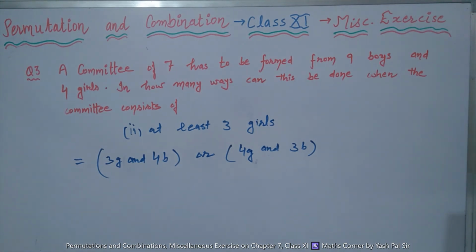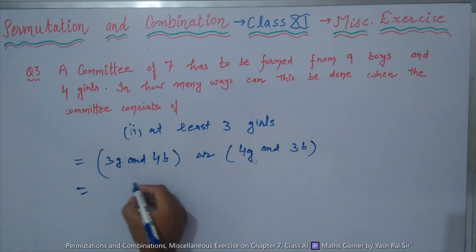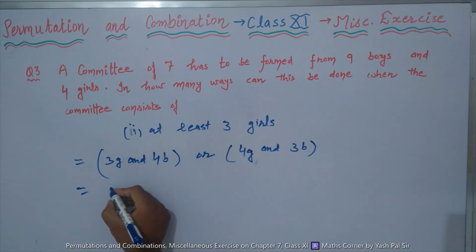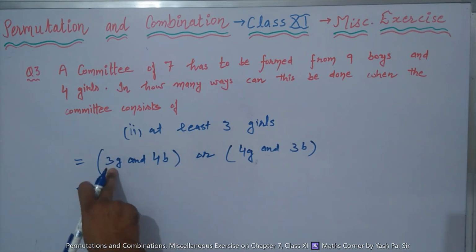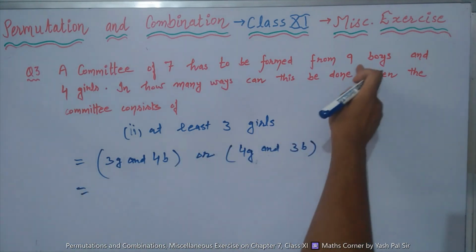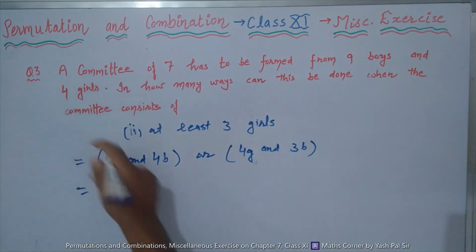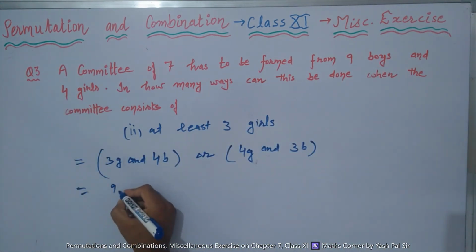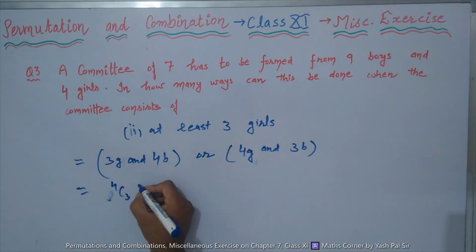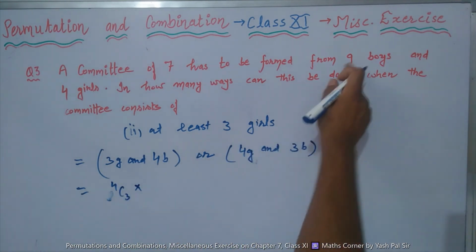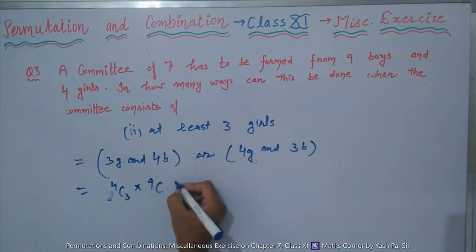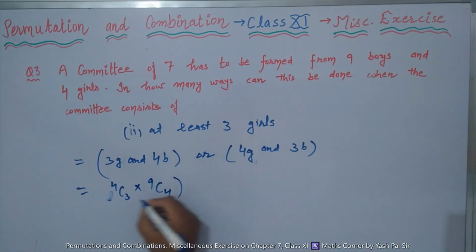In permutation and combination, the meaning of AND is into. So how to select 3 girls? The rule we have discussed in first part. Out of 4 girls, 3 are selected. AND mean into. Out of 9 boys, 4 are to be selected.